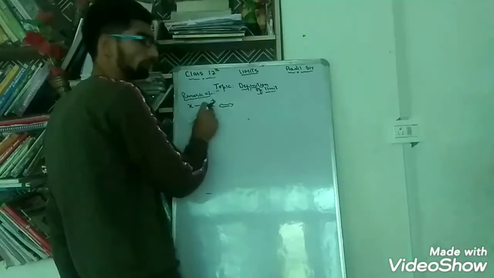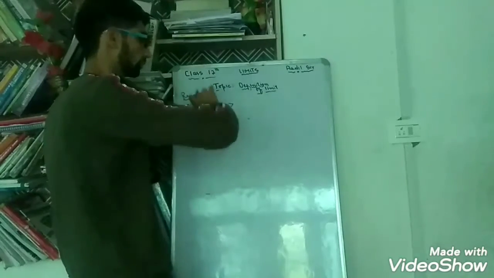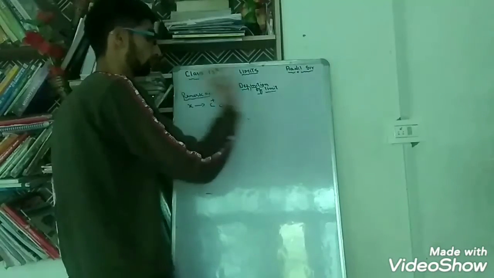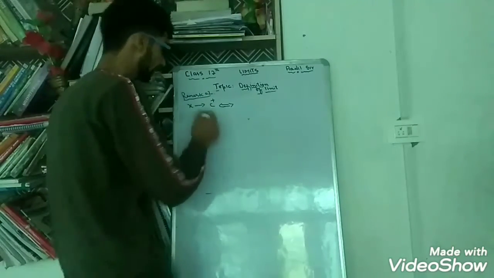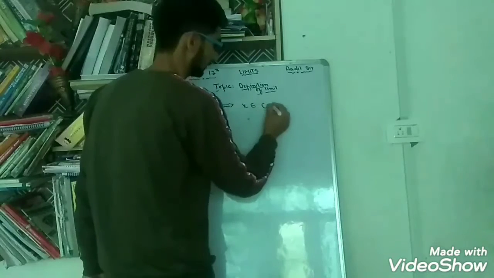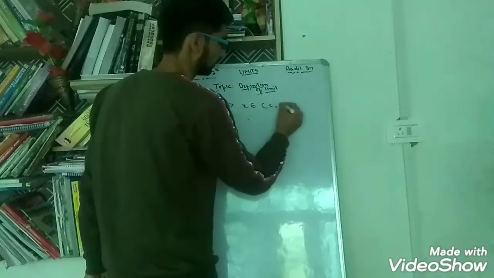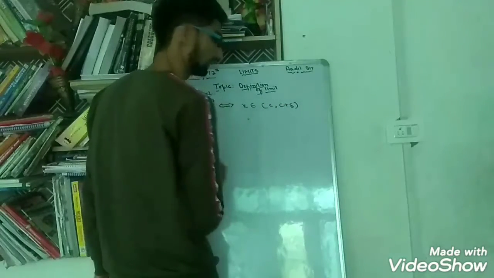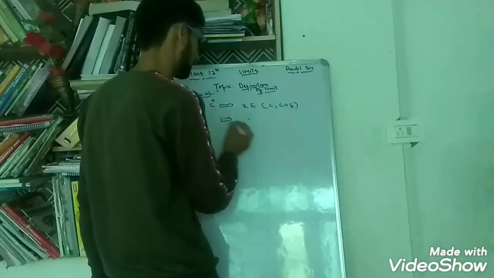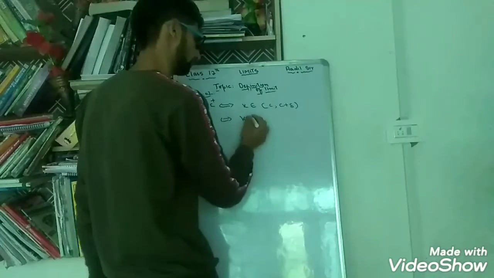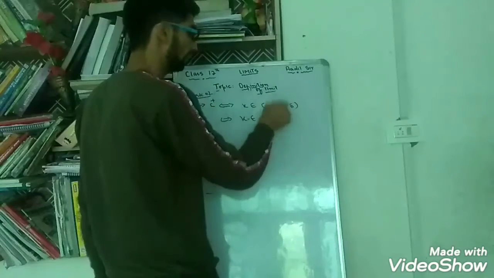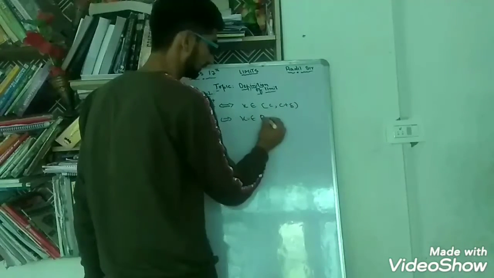x tends to c positive means x is taking values close to c, but the values that x takes are towards the right of this c, if and only if x belongs to the open interval of c and c plus delta. We know that this is the right deleted neighborhood of c.